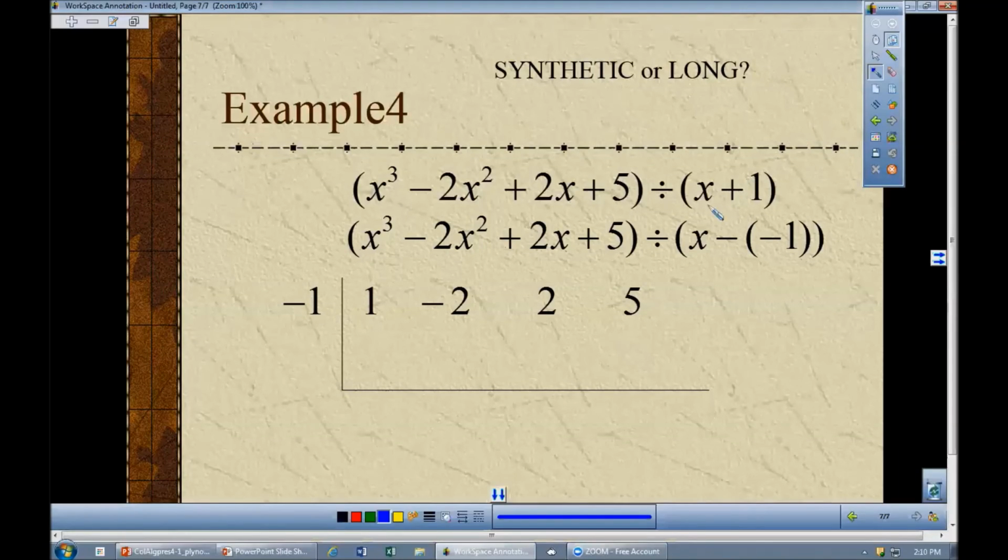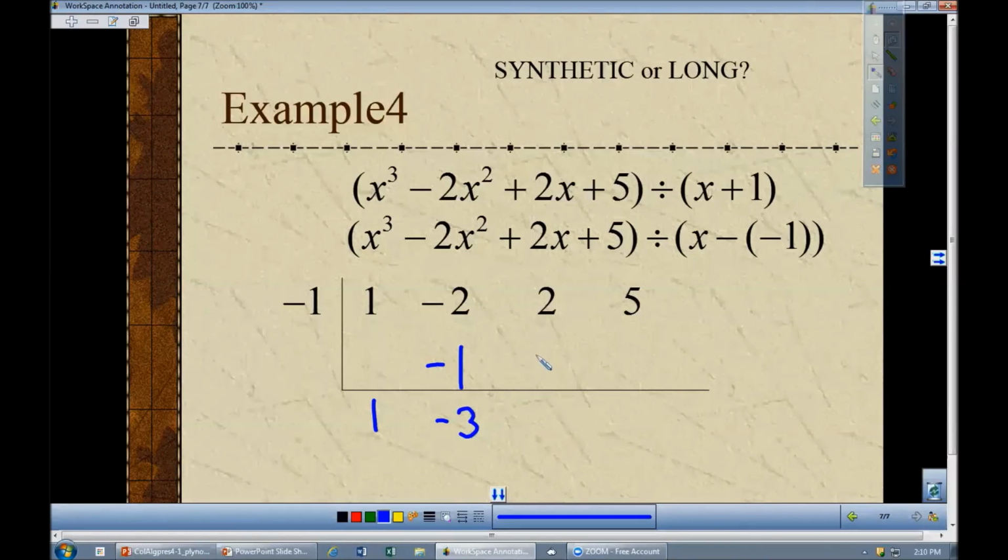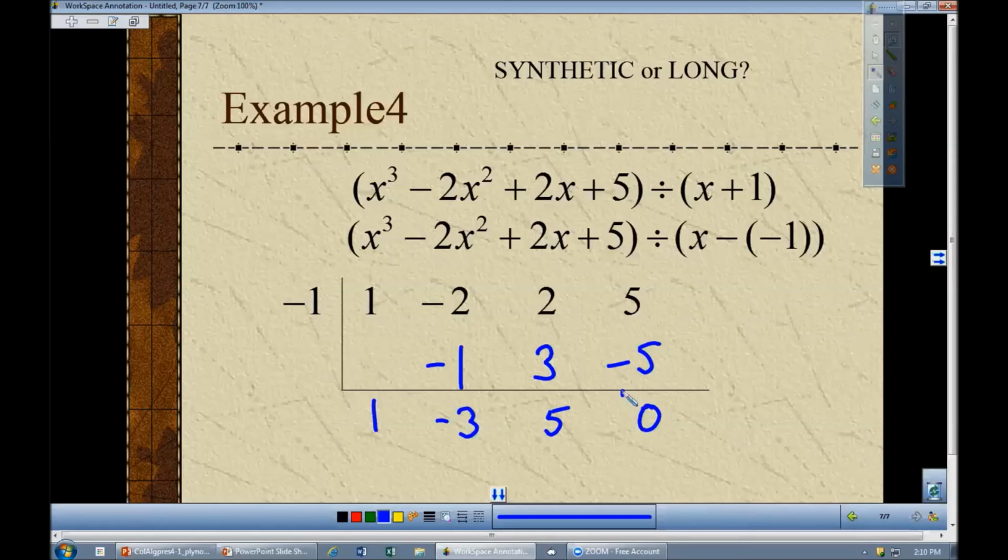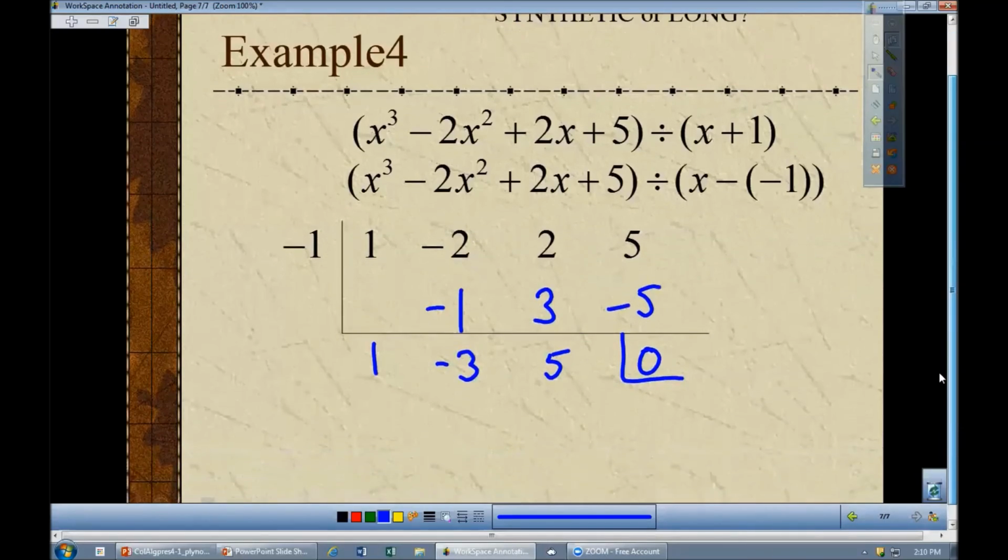Let's get at it. I add, then multiply. 1 plus 0 is 1. -1 times 1 is -1. Add and multiply. -3, when I add, -1 times -3 is +3 when I multiply. 2 plus 3 is 5. -1 times 5 is -5. 5 minus 5 is 0. Hey, this time we came out with a remainder of 0.